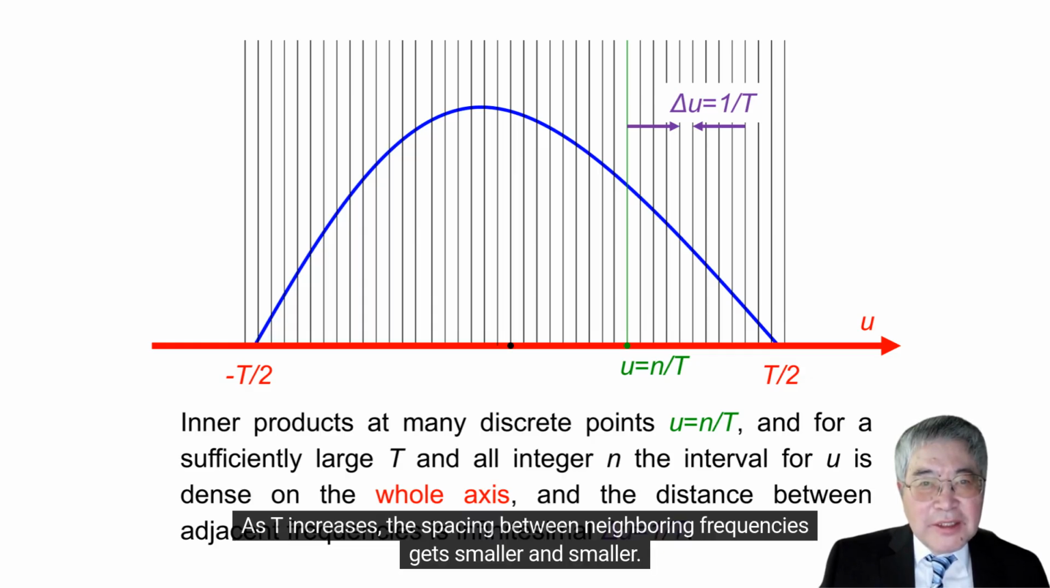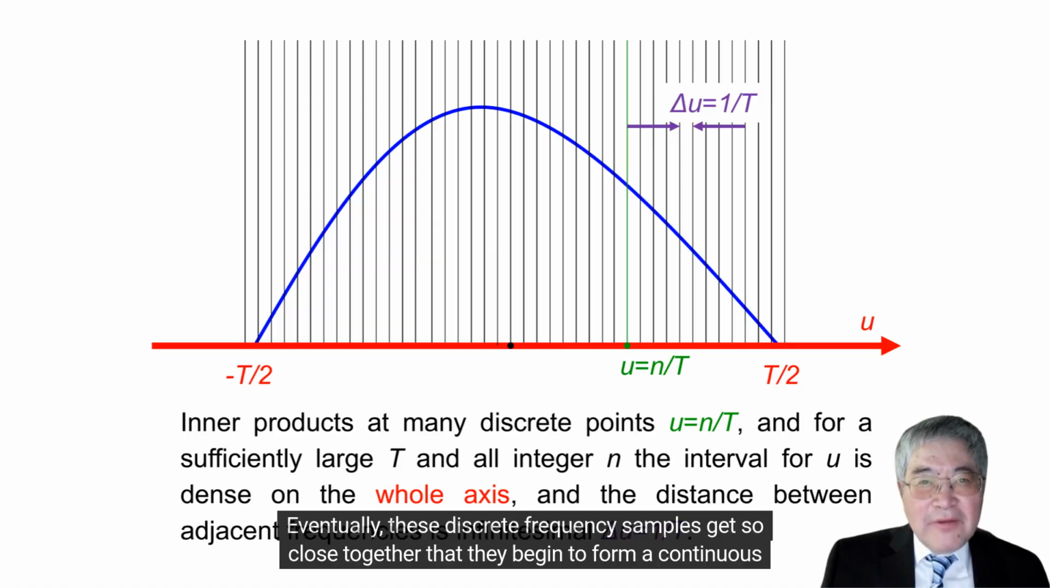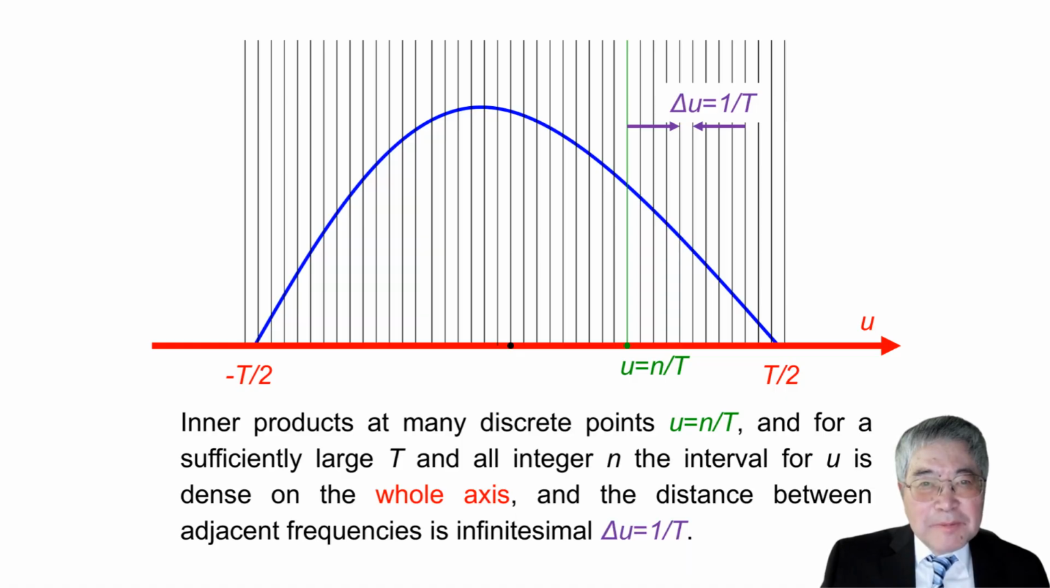As t increases, the spacing between neighboring frequencies gets smaller and smaller. Mathematically, the spacing, which we call delta u, becomes 1 over capital T. So the gap between u equals n over T and u equals n plus 1 over T shrinks. Eventually, these discrete frequency samples get so close together that they begin to form a continuous spectrum.